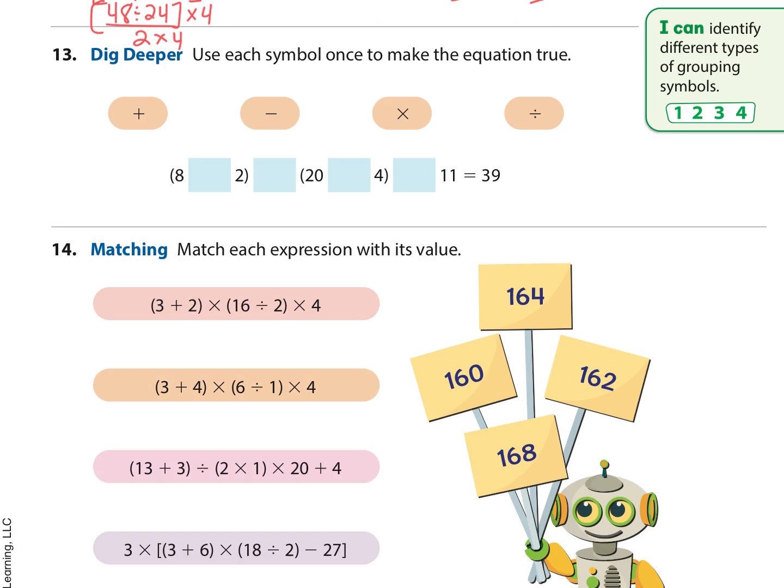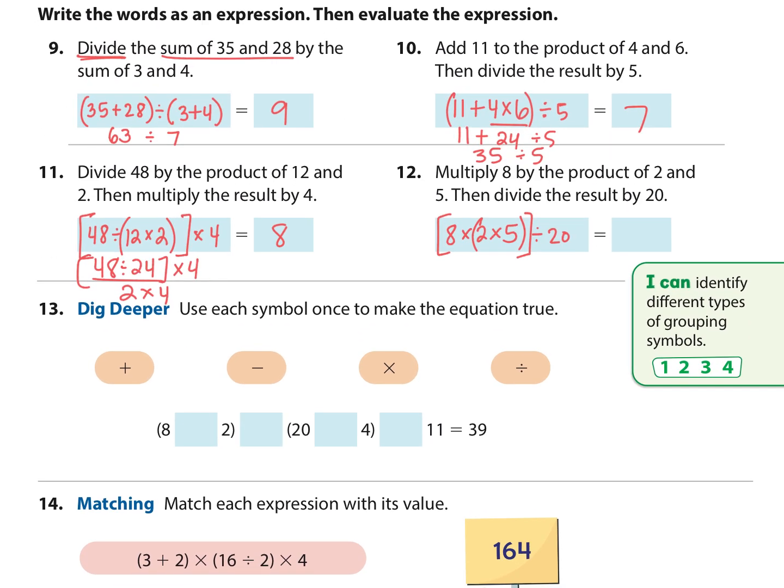So if I go back up and I look at this problem that we did yesterday, for example. Okay, we start with the innermost set of grouping symbols, which is the parentheses here. Solve that first, then do the rest of the things inside the brackets.